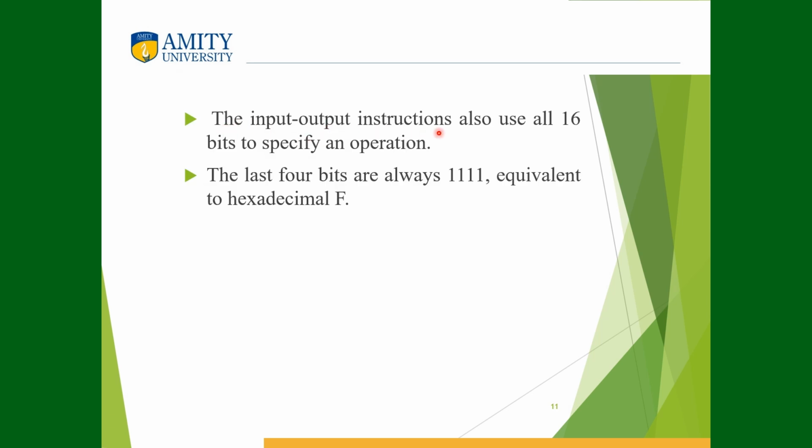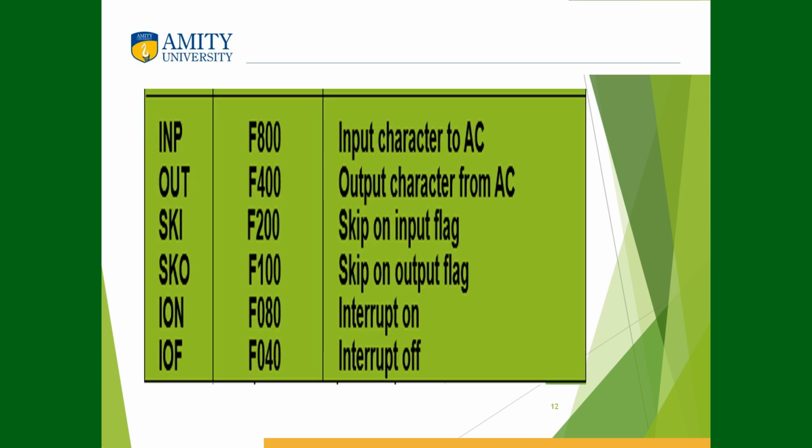As for the input output instruction, they also use all 16 bits to specify an operation. The leftmost 4 bits in this case are always 1, 1, 1, 1. We studied all these cases in the requirements for the memory to be identified, and hence the equivalent hexadecimal is F. As we see in the table, the leftmost 4 digits will be F, and the other remaining 12 bits are going to represent the numbers.